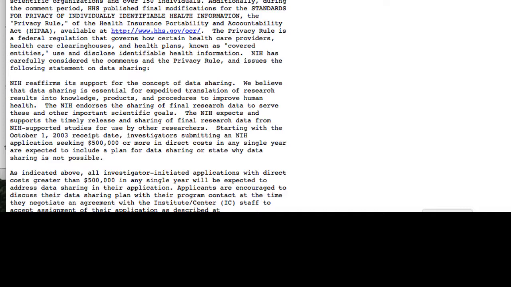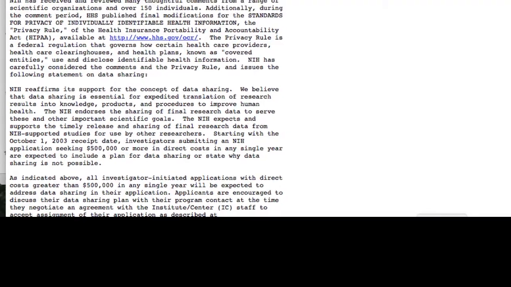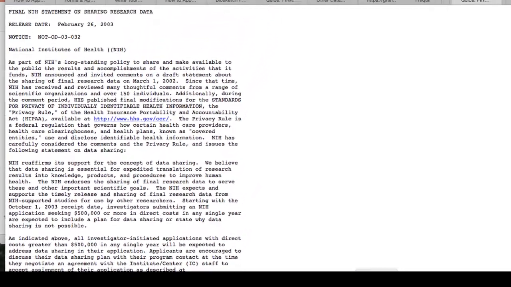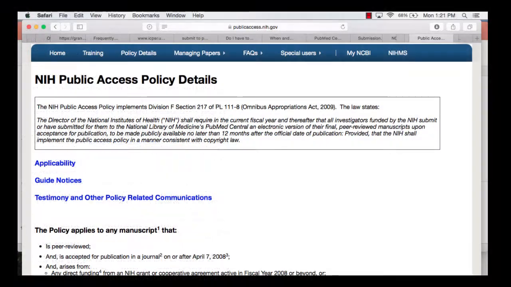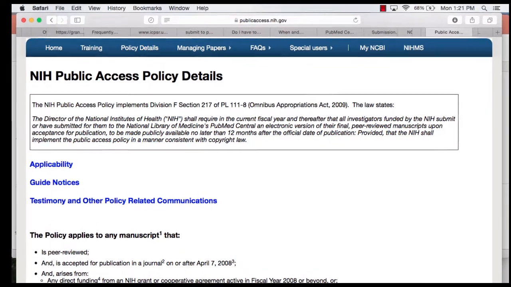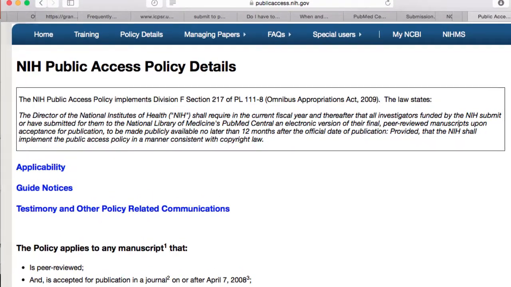The NIH expects and supports the timely release and sharing of final research data from NIH-supported studies for use by other researchers. Starting with the October 1, 2003 receipt date, investigators submitting an NIH application seeking $500,000 or more in direct costs in any single year are expected to include a plan for data sharing, or state why data sharing is not possible."